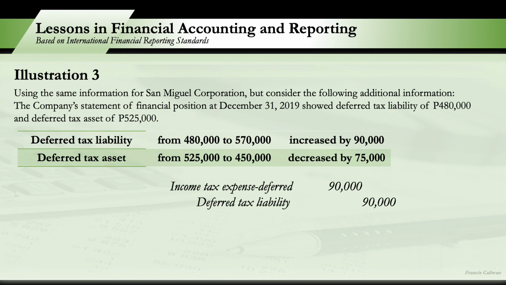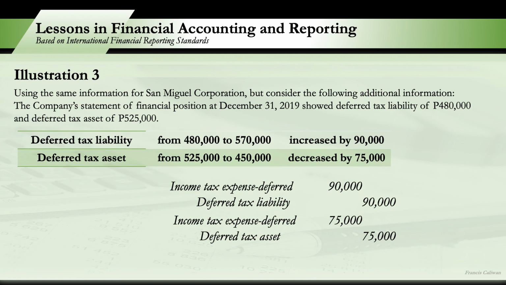Since the deferred tax liability account increased, we credit the deferred tax liability. Now, for the deferred tax asset account, from 525,000 it decreased to 450,000. So our entry would be to credit the deferred tax asset account by 75,000 and debit income tax expense deferred by 75,000. Actually, this is an example of the reversal of the deferred tax asset account.